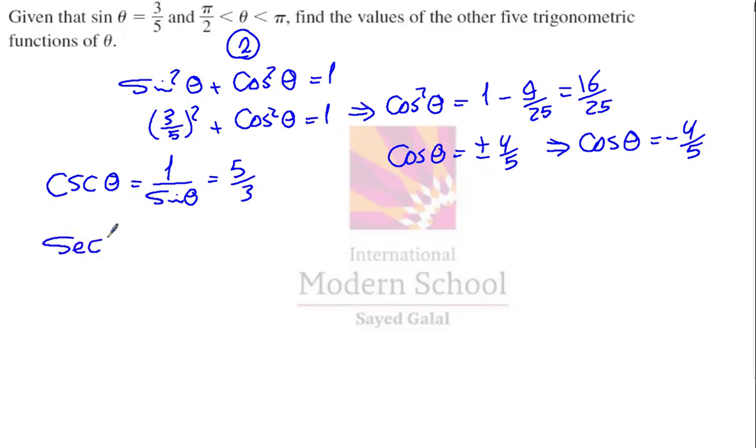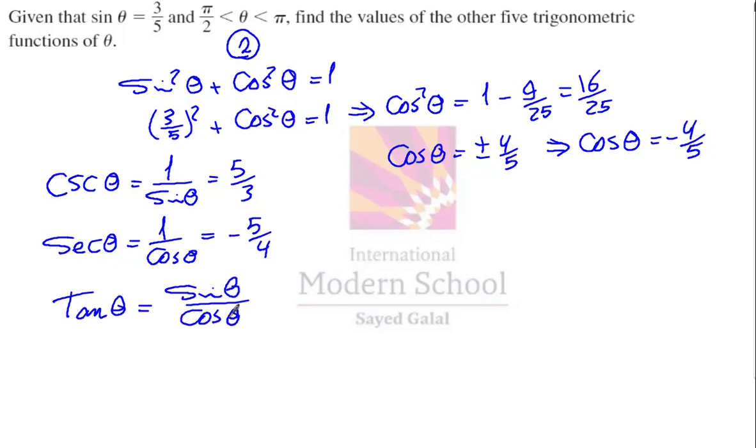Sec is the reciprocal of cosine, 1 over cosine theta. Cosine is negative 4 over 5, then sec equals negative 5 over 4. Tan theta equals sine over cosine, 3 over 5 over negative 4 over 5, equals negative 3 over 4. Then cotan theta equals the reciprocal of tan, negative 4 over 3.